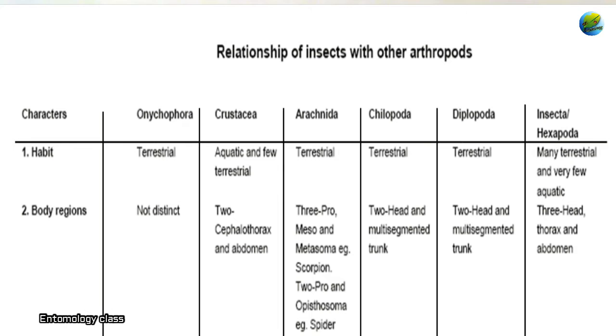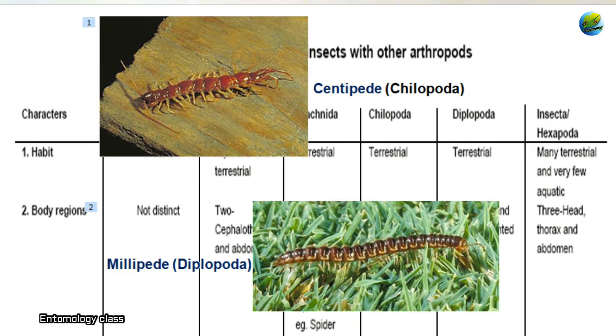Chilopoda and diplopoda have only two regions: a distinct head, and then the multi-segmented trunk, which bears the legs. The next character is having antenna. Antenna is, as we already know, a sensing organ.